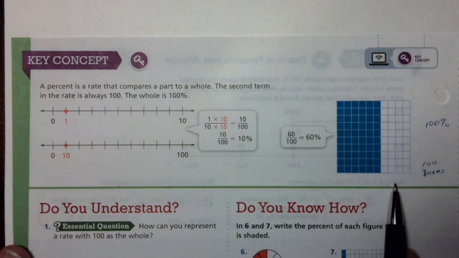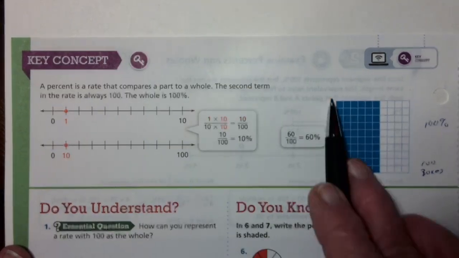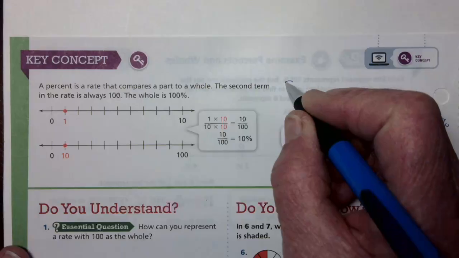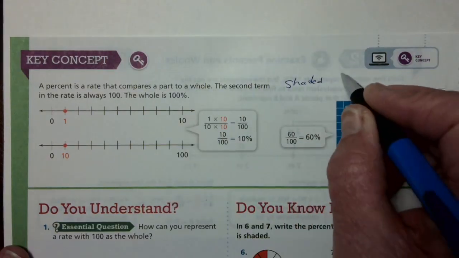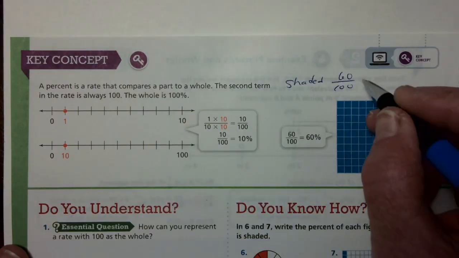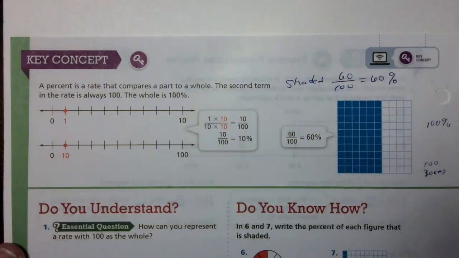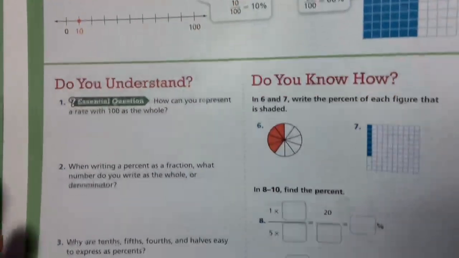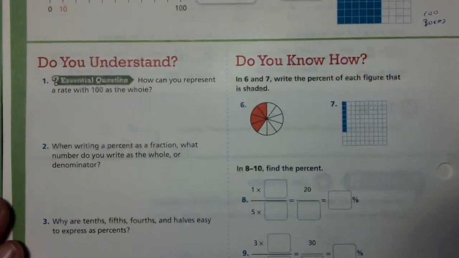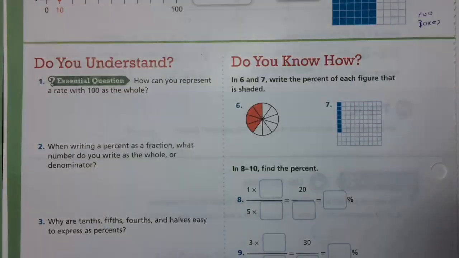But the shaded part is 1, 2, 3, 4, 5, 6. 6 times 10 is 60. So the shaded is 60 out of 100. 60 out of 100, which is 60%. Okay? All right, let's go right on to the do you understand. It'll get easier as we go. How can you represent a rate with 100 as the whole?